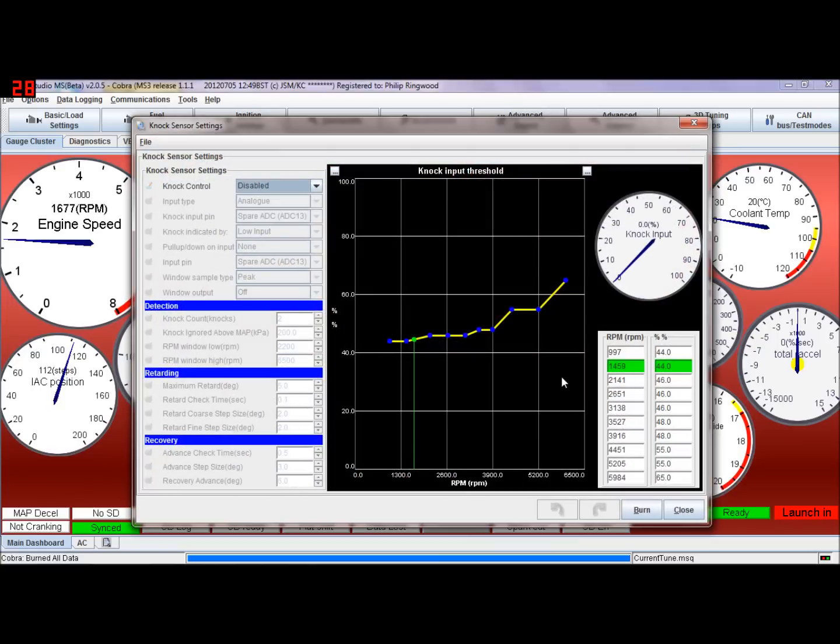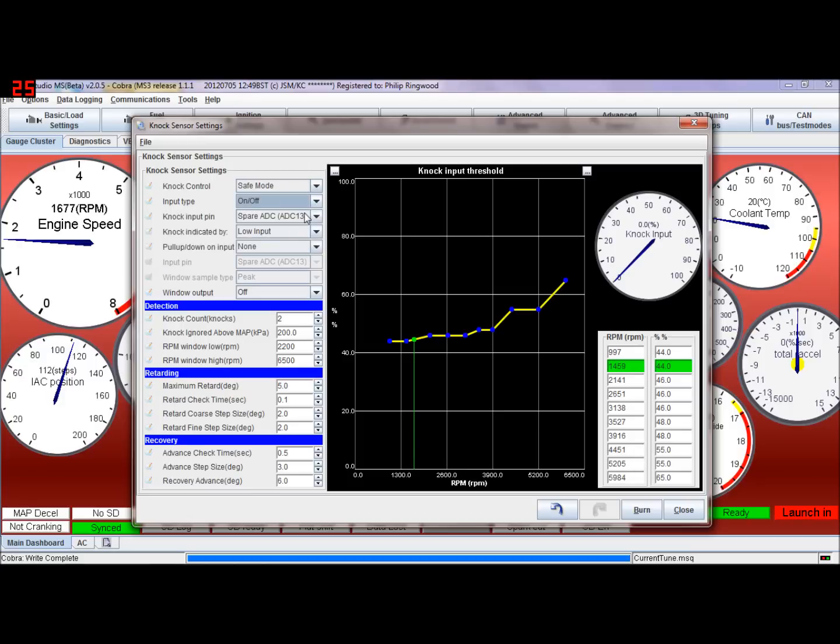Knock sensor. Okay, MS3 has a slightly different method to MS2 and MS1 in that you can have an analog input rather than an on and off input.